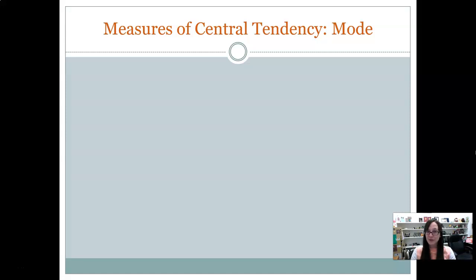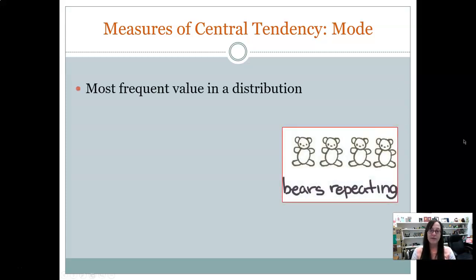Let's talk measures of central tendency. Measures of central tendency is about where either the middle of a distribution of a single variable is or the most common. So the mode is the one that's the most common value of the distribution.